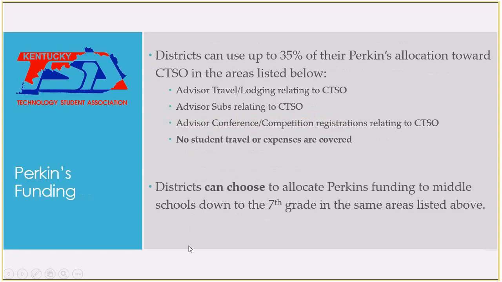And then finally, Perkins funding. So it's probably too late this year to get Perkins funding, but as your CTE administrators are saying that they have to submit their Perkins plan, do know that districts can use up to 35% of their Perkins money, their federal grant dollars from Career and Tech Education, or CTE, for CTSO advisors' travel. So you can't pay for your student bus, but you can pay for your lodging, your sub, your registration as it relates to the competitive events or the leadership conference.